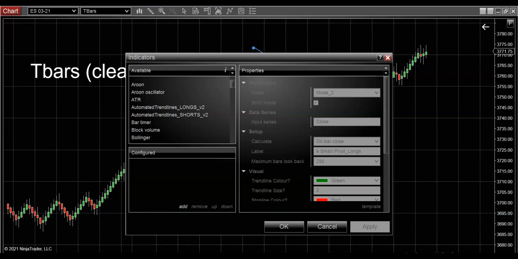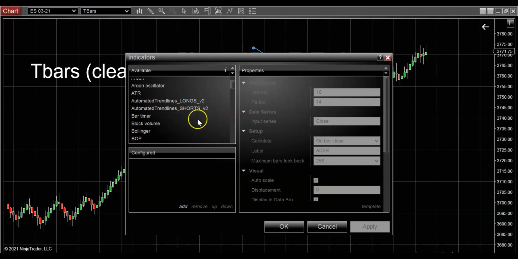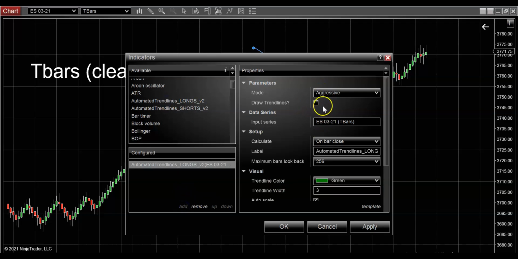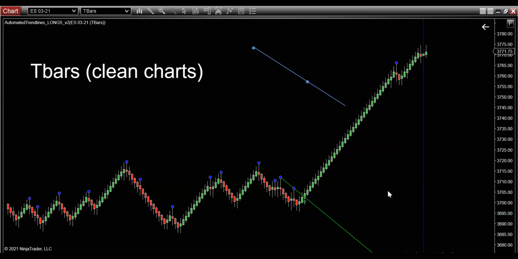Watch how easy the software makes it to draw trend lines. Left click once on top of the name, add it to the chart. All you got to do here, guys, is check this box that says draw trend lines. Watch what happens when I check this box. Check the box, hit OK. Kaboom! Did you see that?